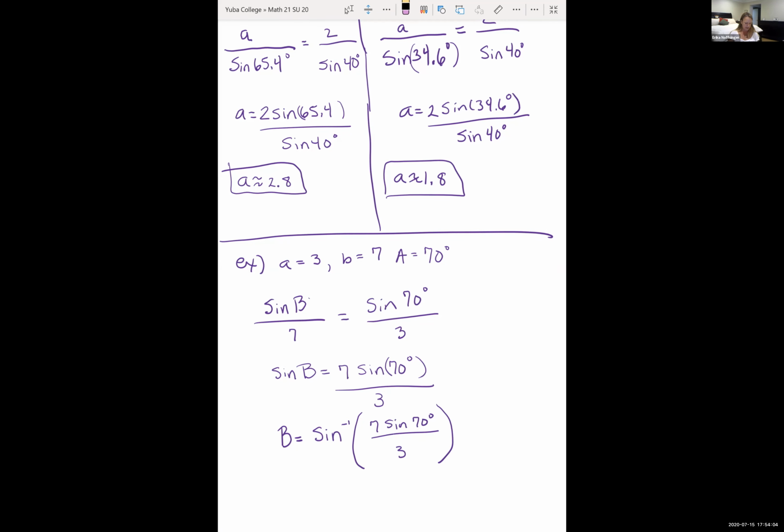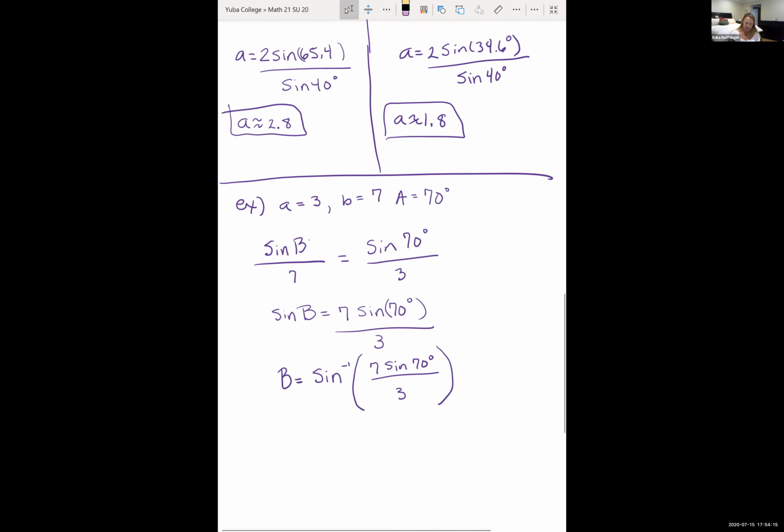Actually, first I said do 7 times sine of 70, all divided by 3. So this gives me that B is equal to sine inverse of approximately 2.19. Now if you look and take sine inverse of that answer, it says domain error.